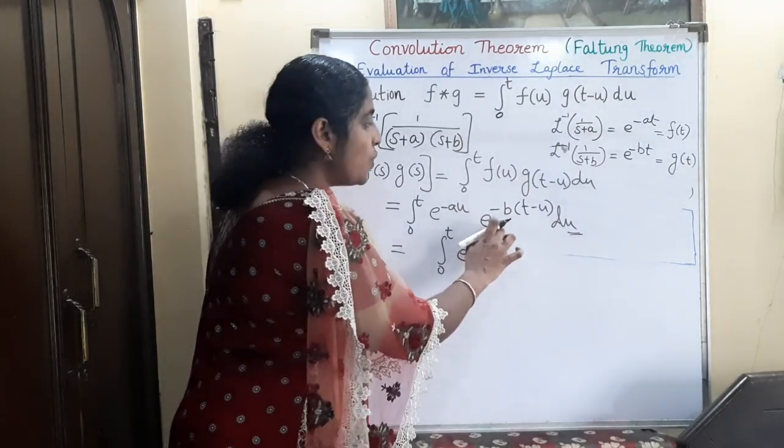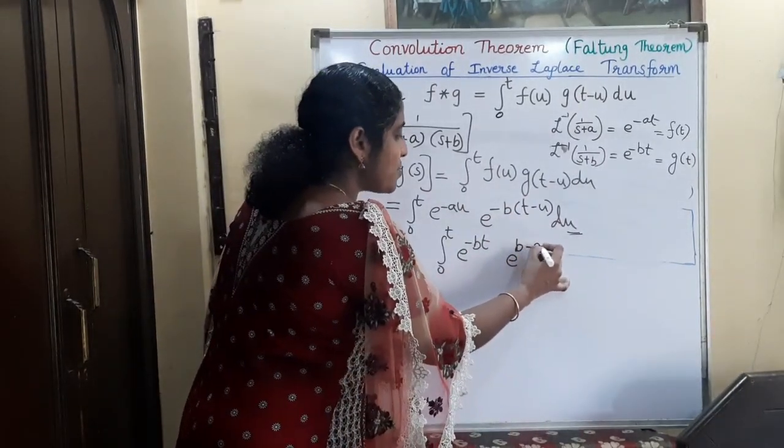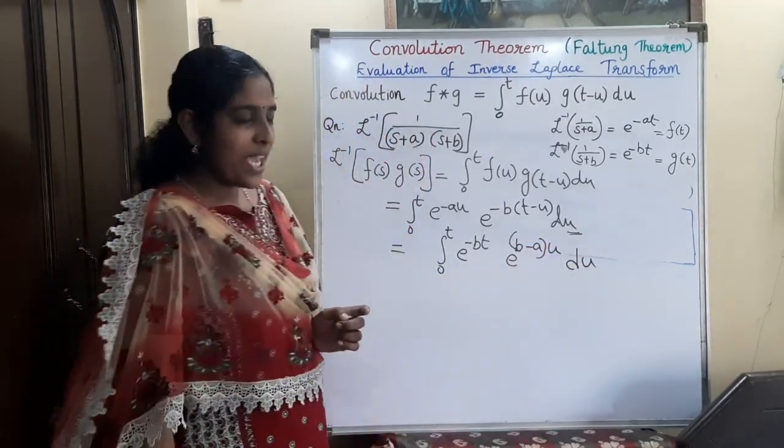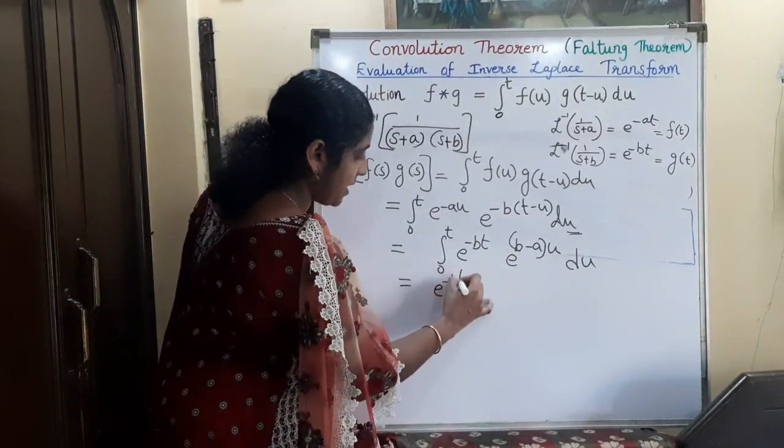Here e raised to minus b minus u, that is plus bu. We can combine that, that is e raised to b minus a into u du. Okay. Now we can do the integration. e raised to minus bt I am taking outside.